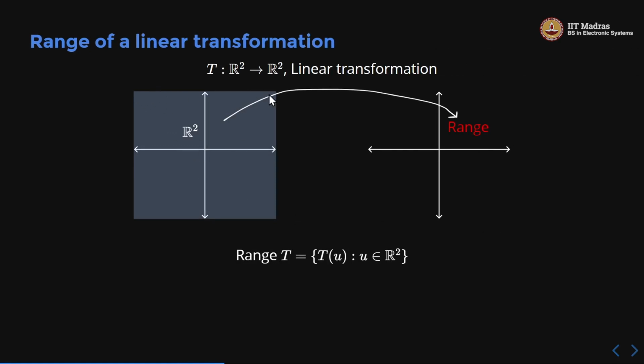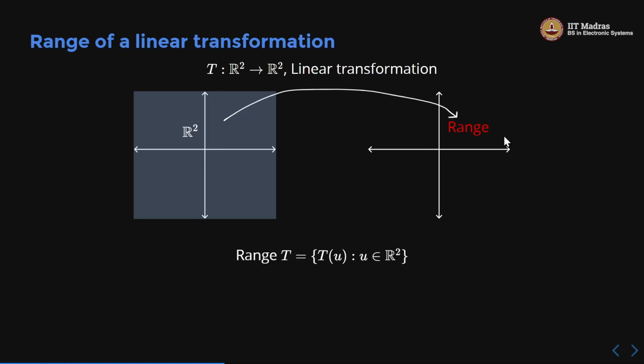Here I have the entire R2. The entire R2 under T will go to some subspace. R2 itself is a subspace, so if you operate T on this entire R2, it's going to go to some subspace here, and that subspace is called the range. So what is the range? Range of a linear transformation is the set of all T of u for all u in R2. You go to every vector here, you do the transformation, you will go to a subspace eventually. That is called the range.